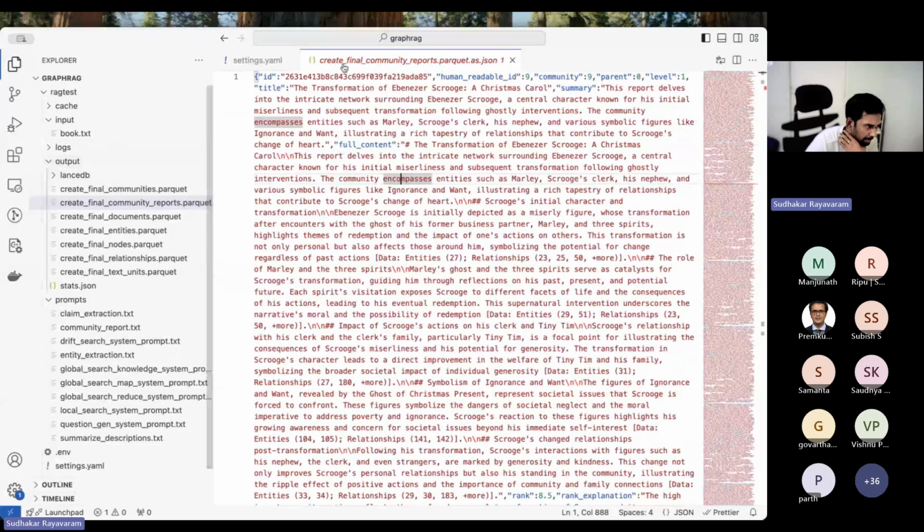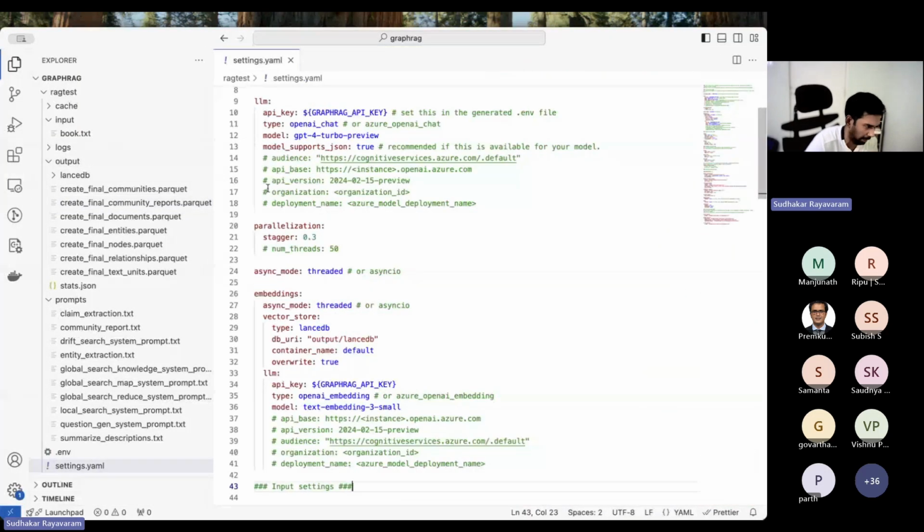Let me also quickly show you the code. They are using LanceDB, by the way. I think we can use any database, but they're using LanceDB, and that stores the files in Parquet file format, which is why you have a lot of Parquet files. Let me show you the input first.